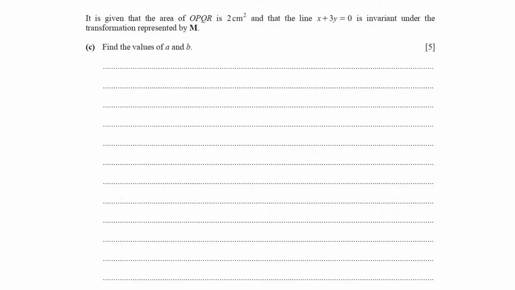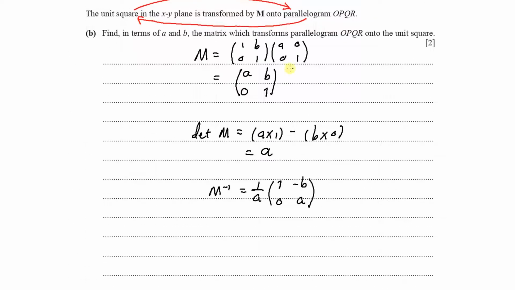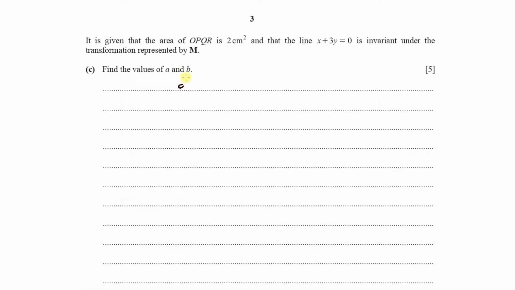So we have two important things here, and let us start with the fact that the area of OPQR is 2 square centimeters. Remember from the previous question, OPQR is the parallelogram which was transformed from the unit square by matrix M. Now we know that if we multiply the determinant of the transforming matrix times the area of the object, which in this case is the unit square, which has an area of 1, we should get the area of the image, in this case the parallelogram, that's 2. Now we've gotten the determinant of matrix M to be A, so A times 1 is equal to 2. So we can therefore say A is equal to 2. So we now have the value of A.